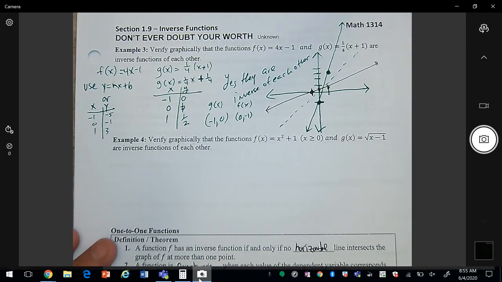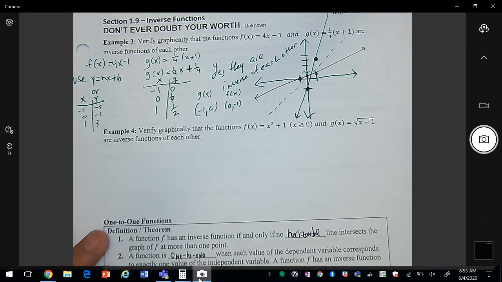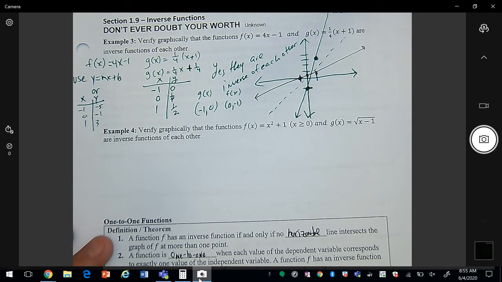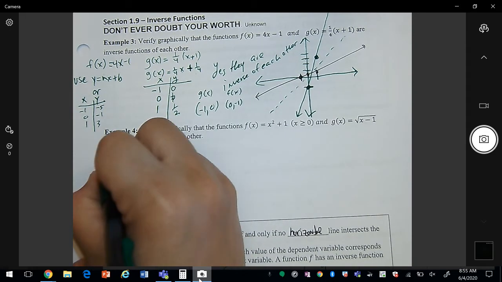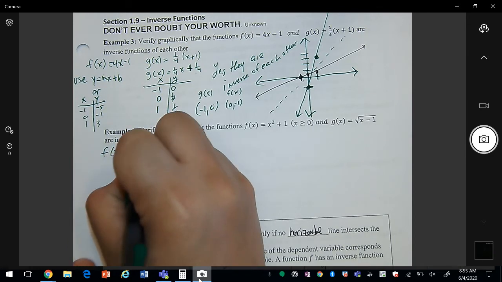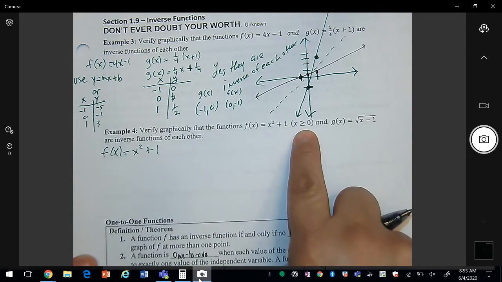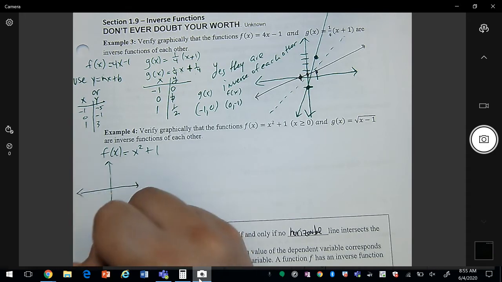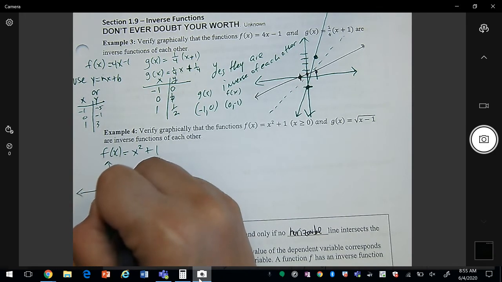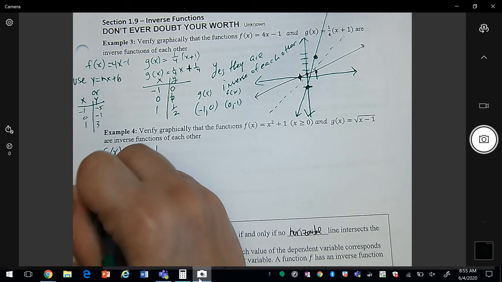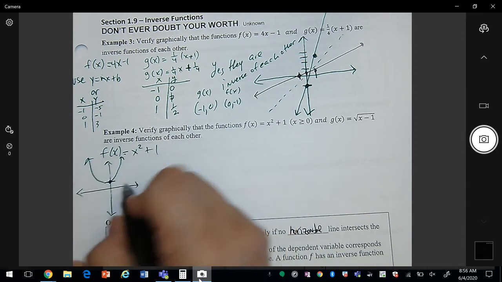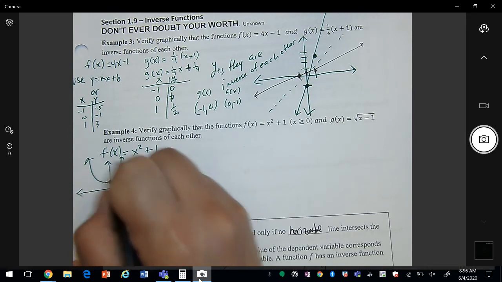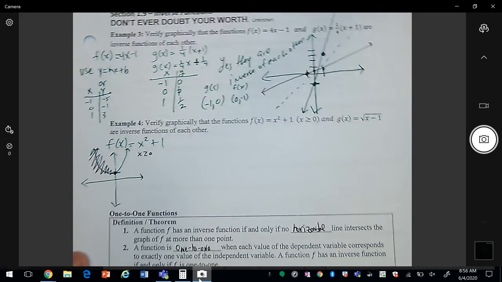Okay. So the next one, verify graphically that the functions f of x equals x squared plus 1, x greater than or equal to 0, and g of x equals square root of x minus 1 are the inverses of each other. So we have f of x is equal to x squared plus 1, and they only want us to look at the values greater than 0. So if I was to graph this using the transformations that we learned in the previous section, then my graph looks something like this. However, they want us to consider only the values x greater than or equal to 0. So that means that we're not going to include this side on the left side.